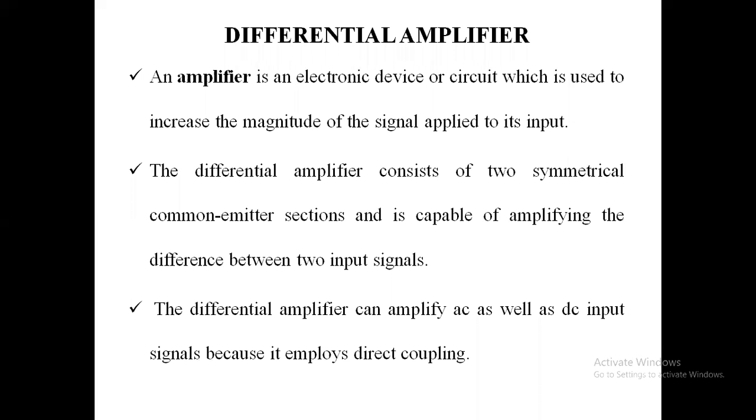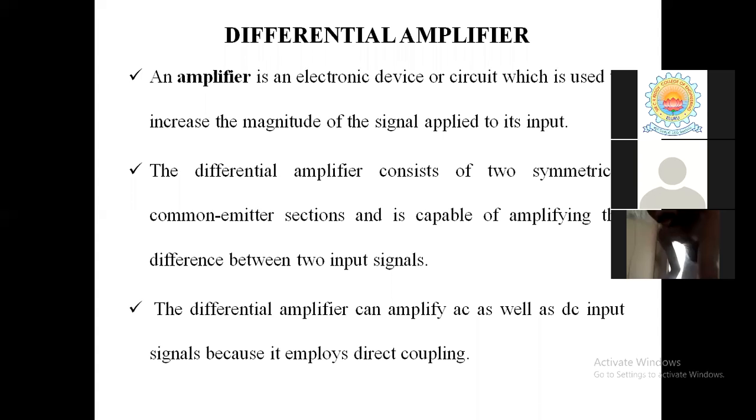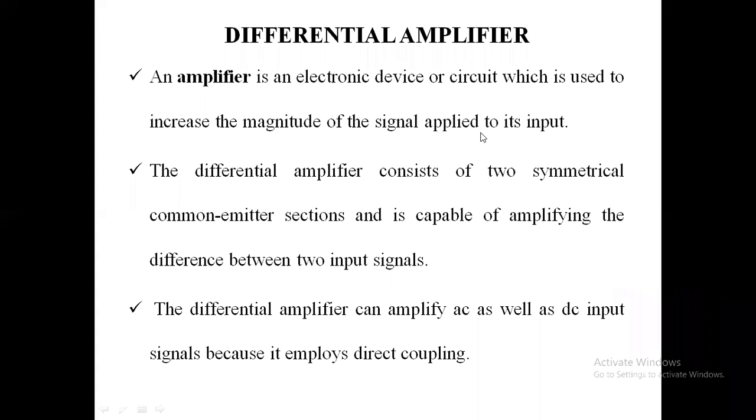Now we are entering the actual study of the differential amplifier. We studied that an amplifier is an electronic device or circuit which is used to increase the magnitude of the signal applied to the input. Here in the differential amplifier we have two symmetrical common emitter sections and two input signals, and it takes the difference of the two input signals. The differential amplifier will amplify AC input signals as well as DC input signals. This is the major advantage of the differential amplifier.